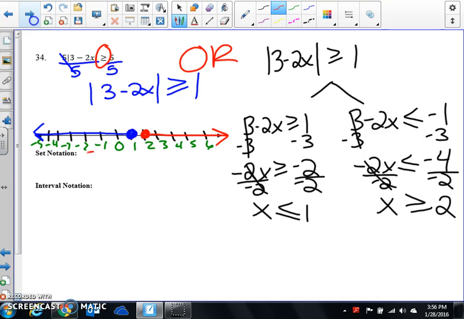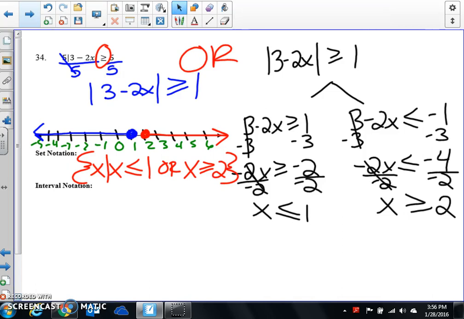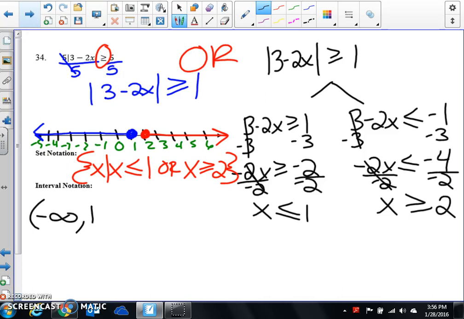So for set notation, I would say for all x, I take the smaller number first: x is less than or equal to 1, or x is greater than or equal to 2. For interval notation, I'm using negative infinity to 1, it's a closed circle, so bracket, union, bracket, 2, infinity, parenthesis.